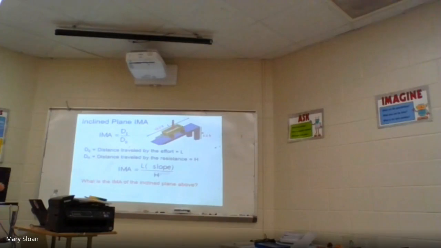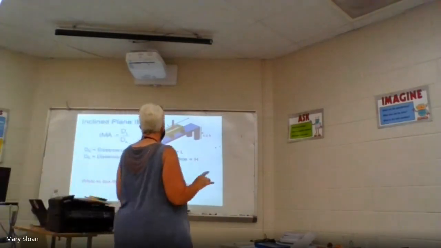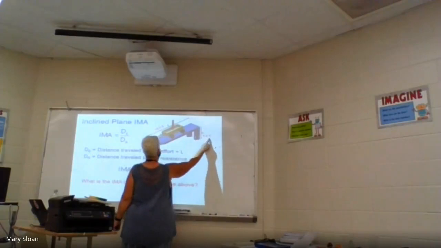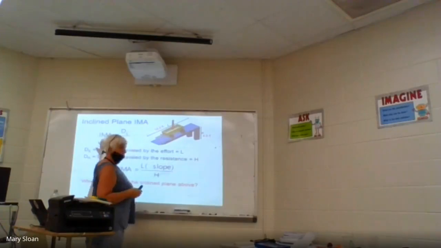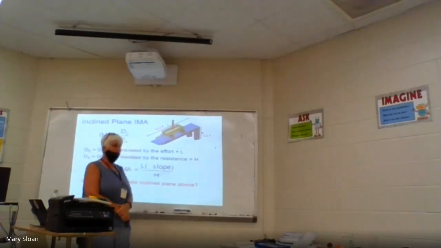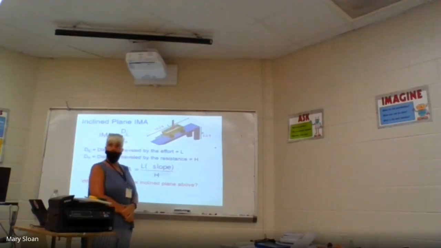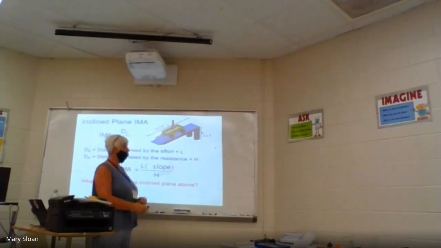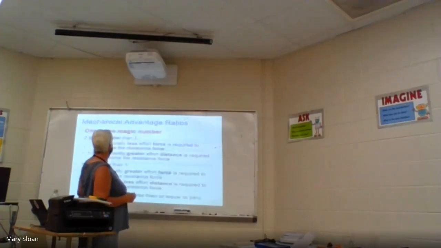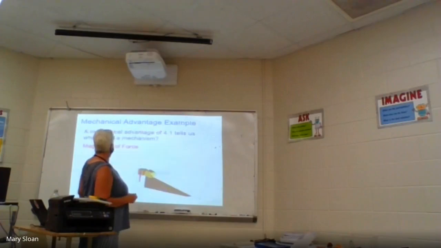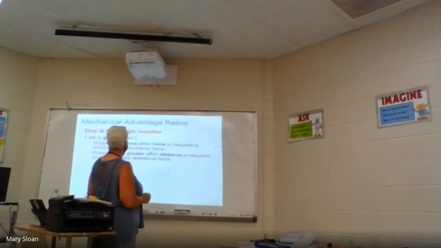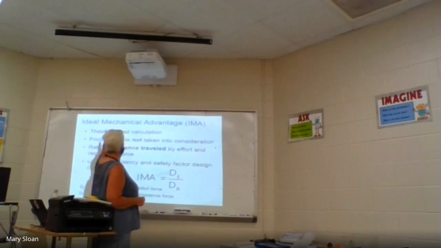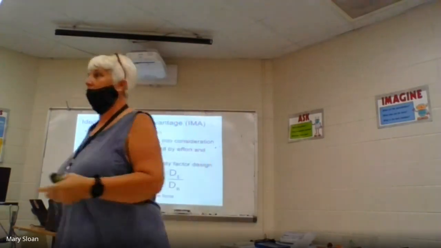So if we had an equation like this, and it tells us this is 4 feet, this is 15 feet, we know that IMA, what are we looking for? What does IMA stand for? Stands for the distance traveled by resistance. Ideal. Go back. IMA is ideal mechanical advantage. Make sure you have that.